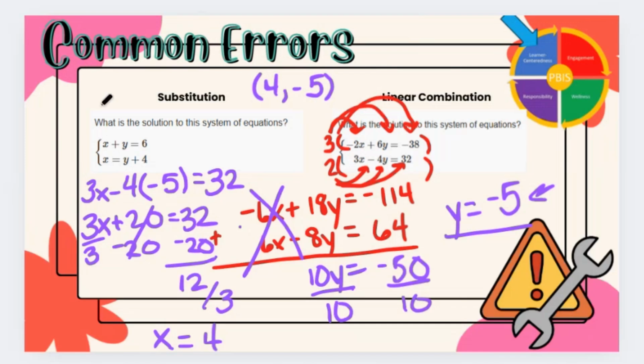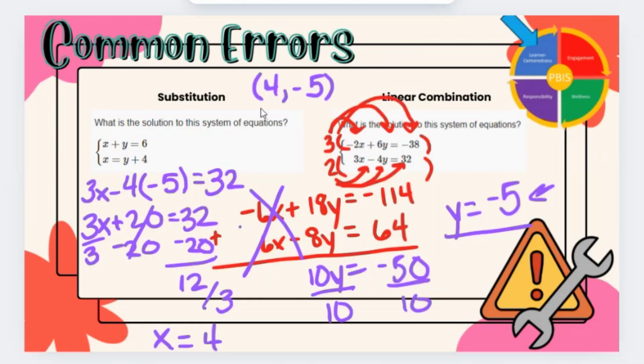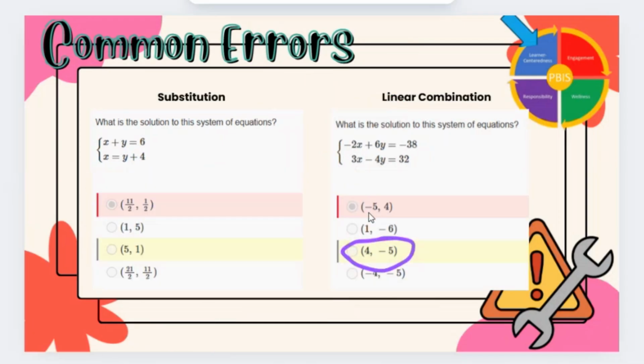And I will just point out on the next slide, you can see these were some of the answers that people had picked. For the second one in particular, you can see that it was 4 negative 5, which is what we have here. But this person, and this person is not the only one, flipped the order, and that's why it was incorrect. So you just want to make sure that you're paying attention to x coming first.